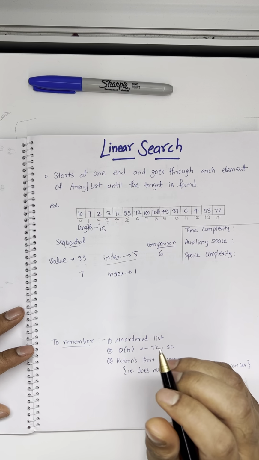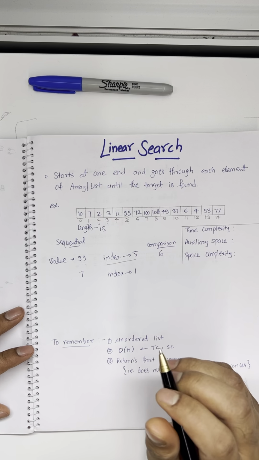What if the case is 77? Let's say we are looking for 77. So for 77, we'll start from index 0, then we move on to 1, 2, 3, all the way to the end, index 14, where we find the element 77. So it will return the index 14, and the number of comparisons we perform would be 15. So it will take 15 comparisons to return the index of the element 77.